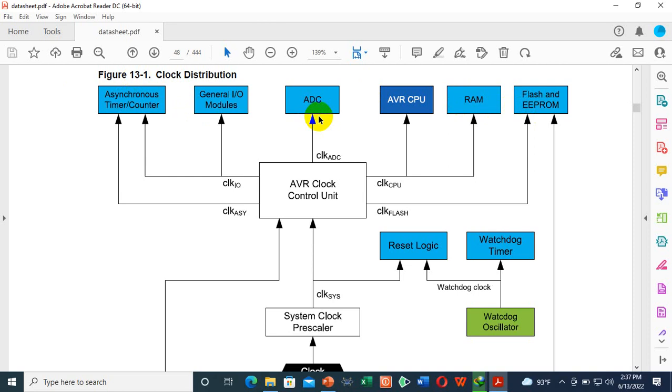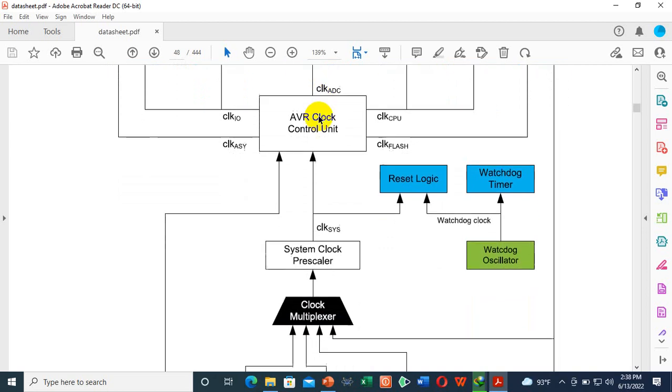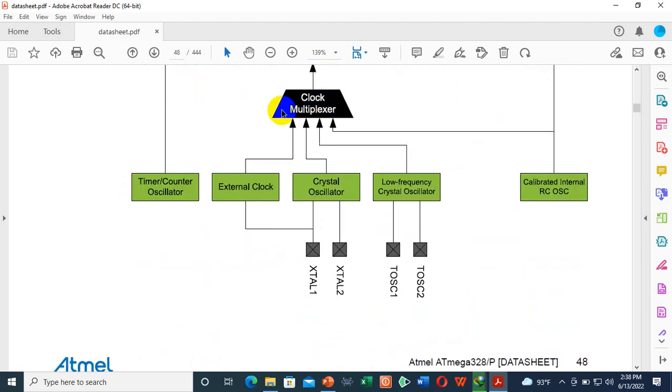So it is like the heart. It is like your heart is pumping blood continuously. In a similar way, you need a continuous supply of clock for the microcontroller or microprocessor to operate. So the oscillator is very important. This is the way your oscillator works. These are the external oscillators you can connect over here. It's a low frequency crystal oscillator.